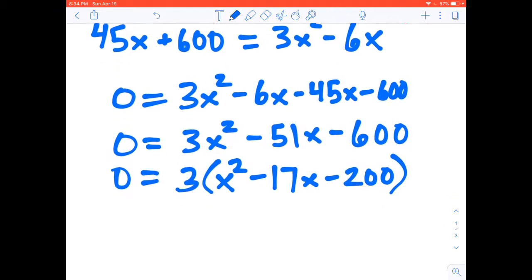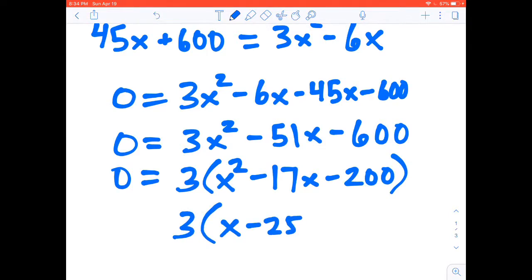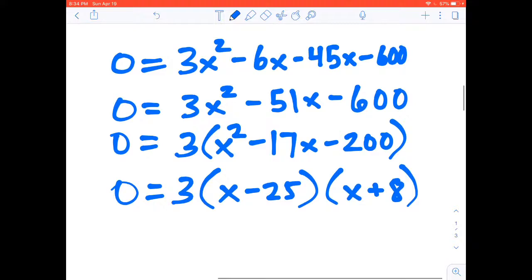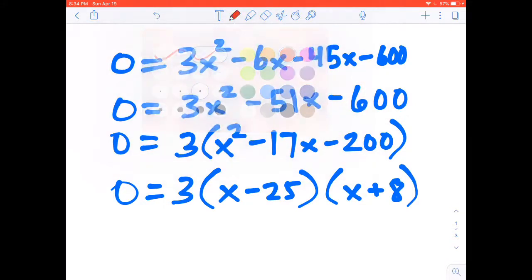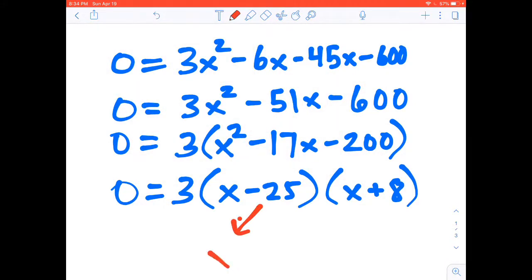And lastly, we have a trinomial. We look for two numbers that multiply for negative 200 and add for negative 17. We know that negative 25 and positive 8 are two numbers that would satisfy that. And finally, we can solve this question to find out my values of x, where x is equal to 25 and x is equal to negative 8.